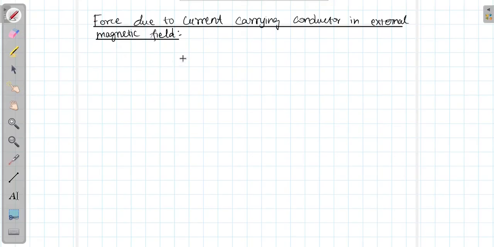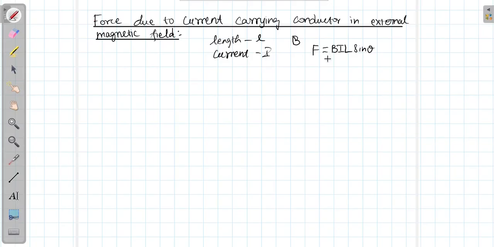Okay, actual formula. Suppose a current carrying conductor of length L, current I, is placed in magnetic field B. The force experienced by the conductor is equal to B I L sin theta. Here, theta is the angle between the length and the direction of the current.